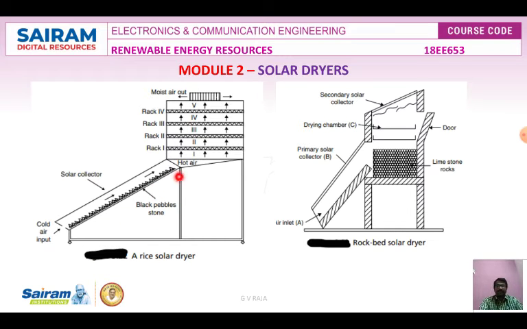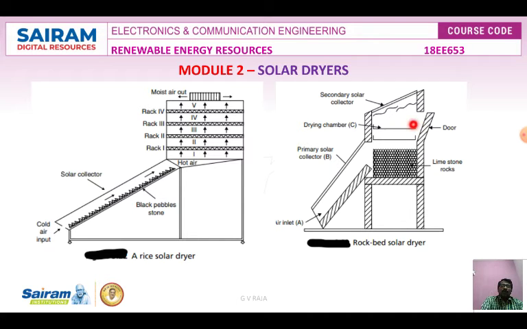So rice crops can be dried here, paddy or rice can be dried. The second method is the rock bed solar dryer. Here rock stones are used, limestones are used. Air will be let in here, and there is a solar collector. The collector collects the sun radiation and converts it into heat energy. That heat energy is applied to the air, and the air is passed through the stone. The stone becomes very hot, and the stone's heat energy is convected through this chamber.